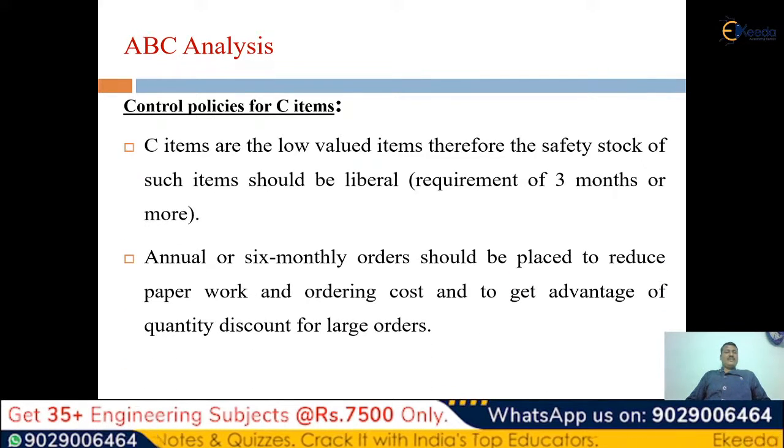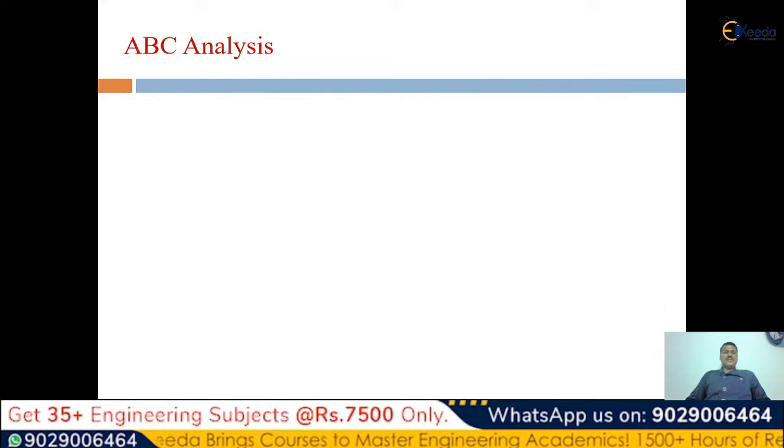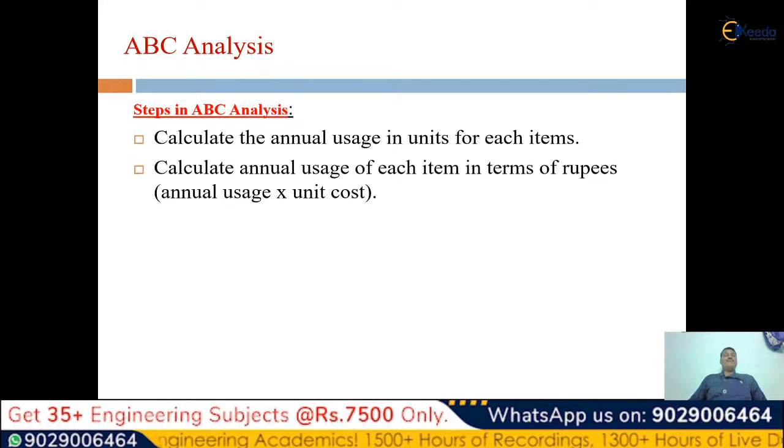Finally, C items are low value items, therefore the safety stock of the items should be liberal. They are required for 3 months or more. The annual or 6 months order should be placed to reduce paperwork and ordering cost and to get the advantage of quantity discount for large orders. Hence, in case of these items, only a routine check is required, not continuous and rigorous checks. Hence, for ABC analysis, these are the steps which you follow.